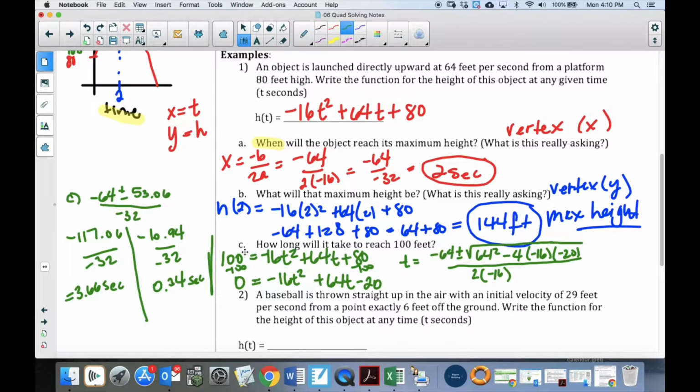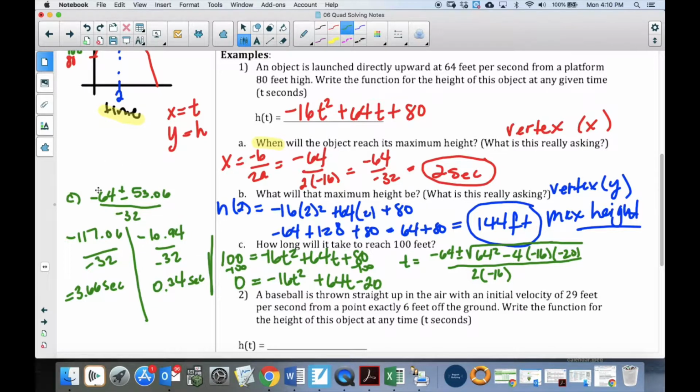Okay, I ran out of space in my part C, so I came over here to the margin. After you calculated this and simplified some of it, you should have gotten -64 plus 53.06 over -32, and 64 minus 53.06 over -32. Some people, I think, are still unclear on how to do that, but what you really need to do is just add -64 plus 53.06, and that comes out to be 10.94.